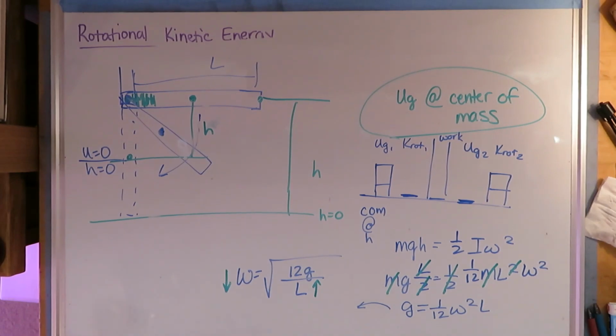So those give you some examples of energy when you have both rotational and translational kinetic energy. We're going to look at it rolling on a ramp in the next video, which is another example where there's both translational and rotational kinetic energy.